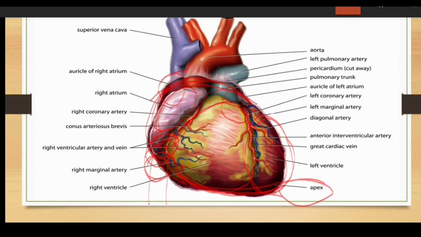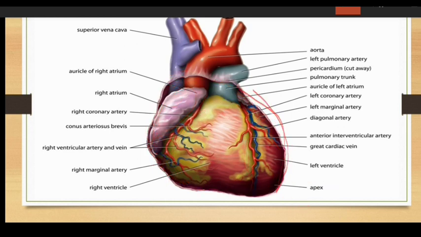Okay, and the left border. This is the left border. The left border is oblique and curved, and it is formed mainly by the left ventricle and partially by the left auricle. It separates the anterior and left surfaces of the heart, right?